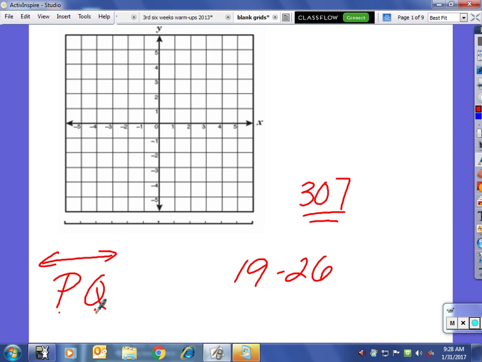Does that make sense? Okay, so if you are given 2 points, which you are on this homework, you find the slope, then you find the y-intercept, then you write the equation, then you check it. Just like last night's homework. We're going to practice it twice because this is an important skill.